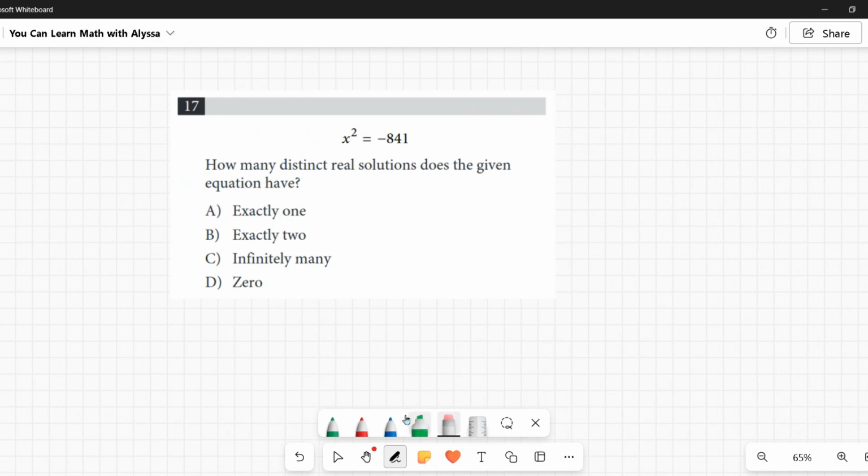But you don't even have to go that far. You can just look at this and say it says x squared equals negative 841. Is there any real number that we can square to get to a negative? No. It's impossible. It's going to be a positive number times a positive number, or a negative number times a negative number, because that's what a square is.